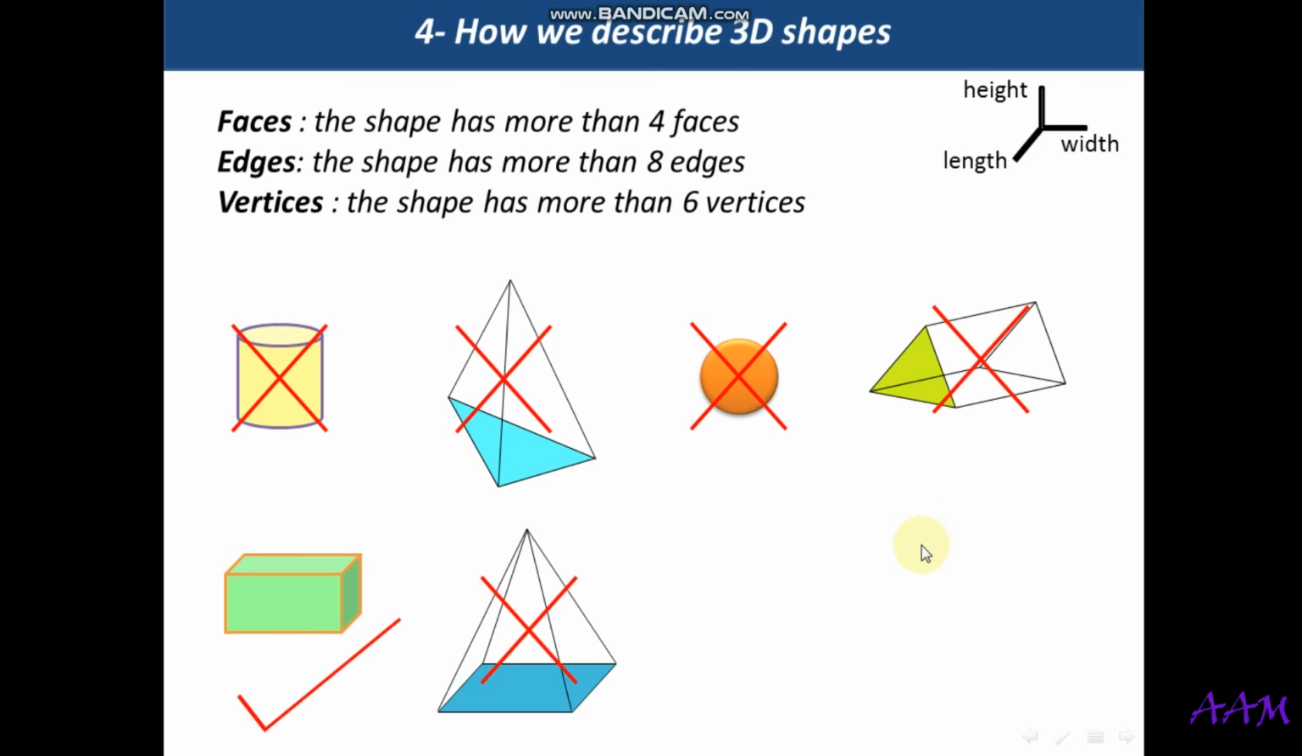Okay, the correct answer is the cuboid because it has more than 6 vertices. Let us see that. 1, 2, 3, 4, 5, 6, 7, 8. Yes, 8 vertices. So it's more than 6. So the correct answer is the cuboid.